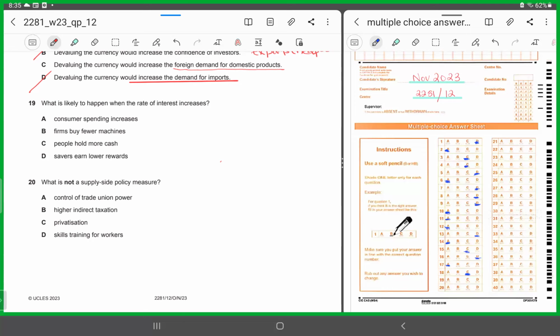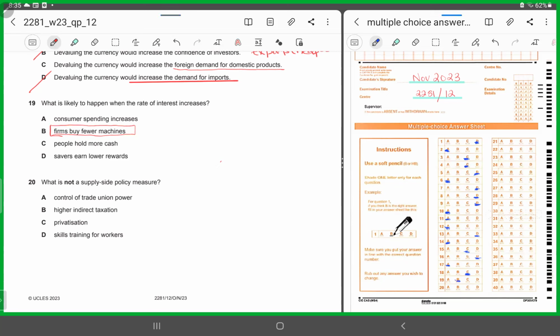Firms buy fewer machines. People hold more cash. Savers earn lower rewards. Which is the correct option? It has to be B. Firms buy fewer machines. Firms will find it relatively difficult, as borrowing money from banks would be expensive. It has to be B.